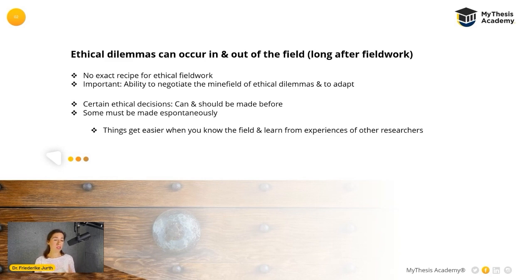Even though it is not a secret that things will get easier when you get to know the field, when you already learn how to interact and about the particularities of your field. And it is also helpful if you access some literature about fieldwork and ethics, and also about ethical dilemmas, and learn from other researchers and get to know how they approached and how they solved one or another situation.